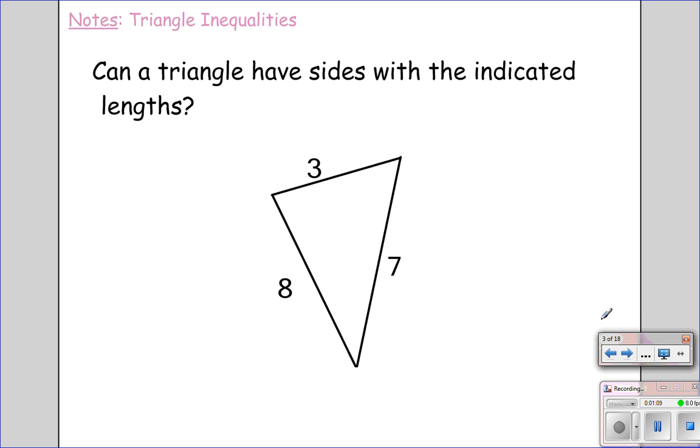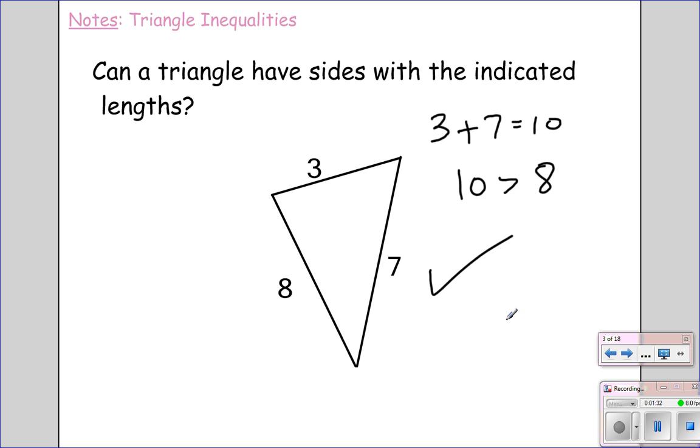So let's see if the triangles can have the following lengths. And while it's good to always check all three inequalities, the most important thing when you're checking to see if it's true is to check the two smallest sides to see if they're bigger than the third side. So your two smallest sides on this are 3 plus 7. So 3 plus 7, that equals 10. And 10 is greater than the third side, which is 8. So this would be a triangle.